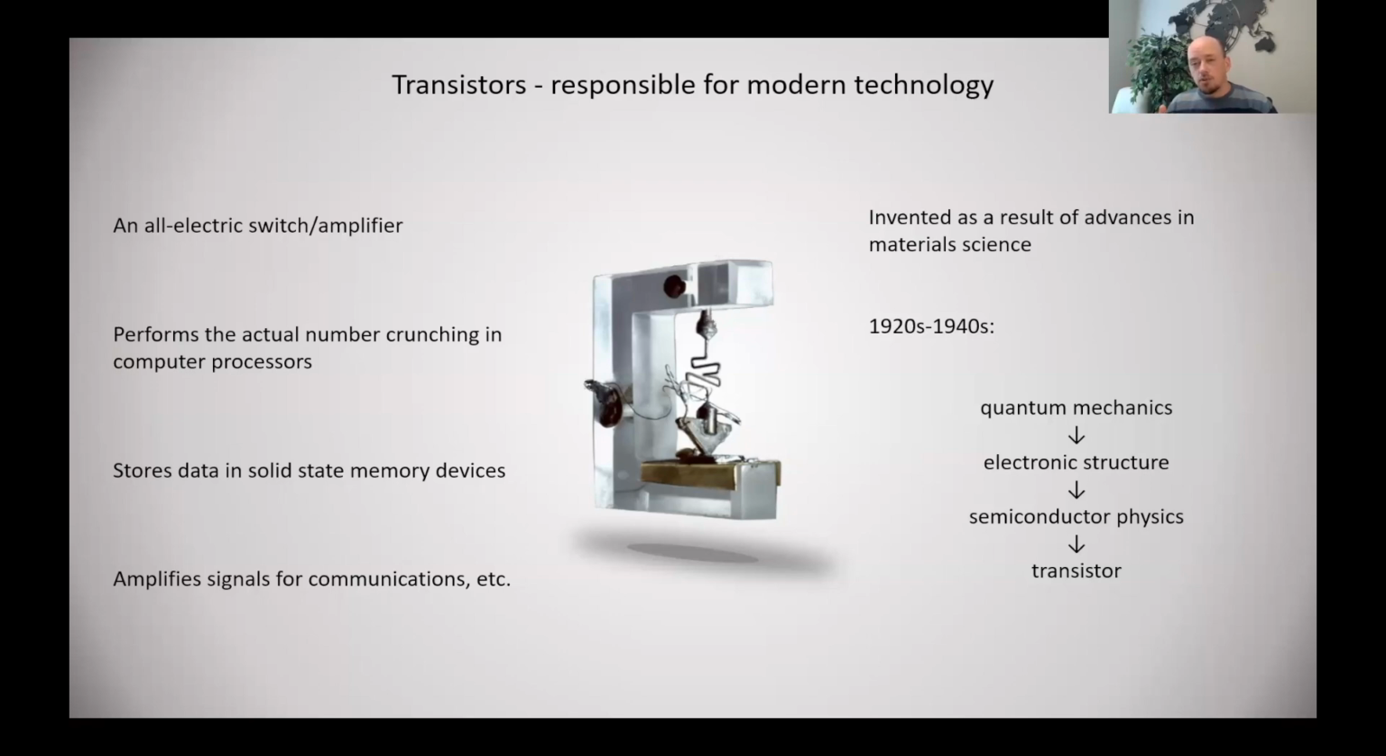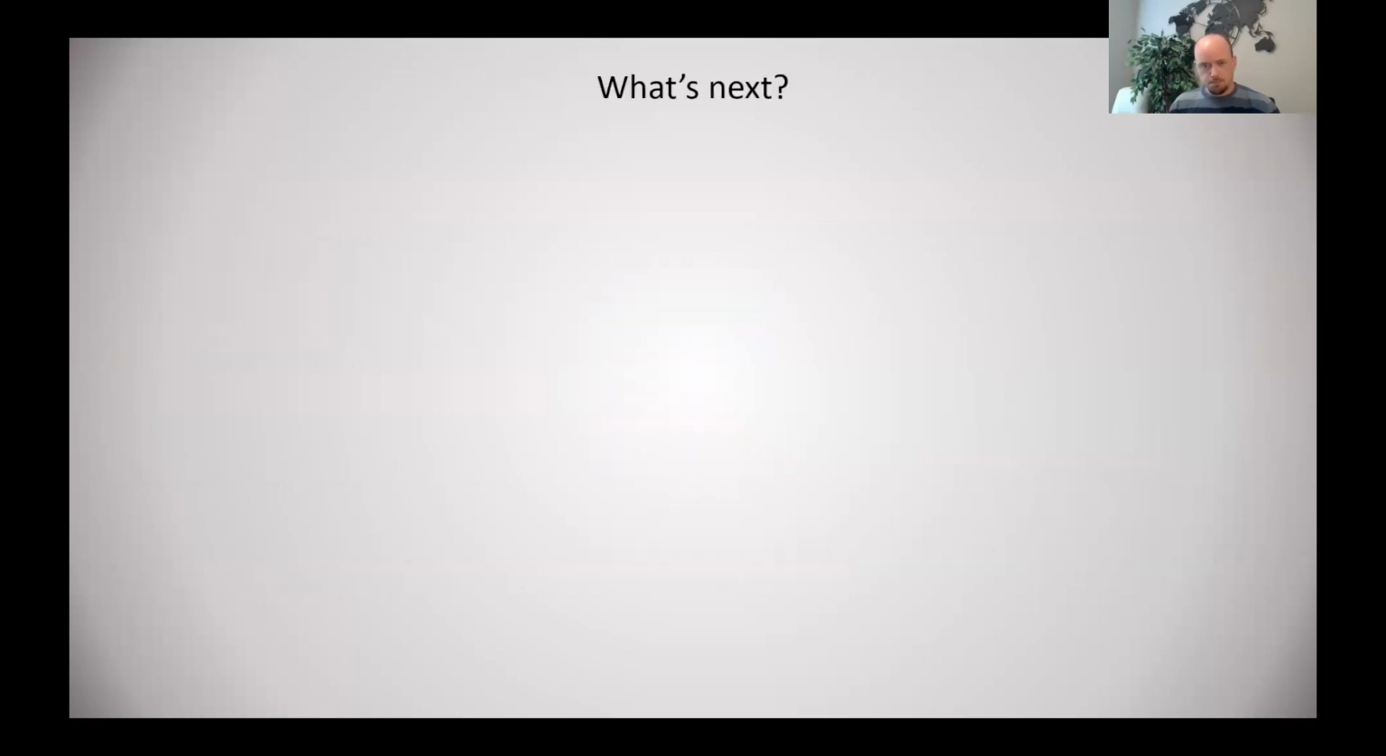At the time, there were devices that could do this, that could amplify signals and technically be used as switches, but these were vacuum tubes, which were much larger, used a lot more power, and were much less reliable than the transistors we have today. And so it was the invention of the transistor that set off the electronics revolution and ultimately led to all of the technology we have today, the things that I mentioned on the previous slide.